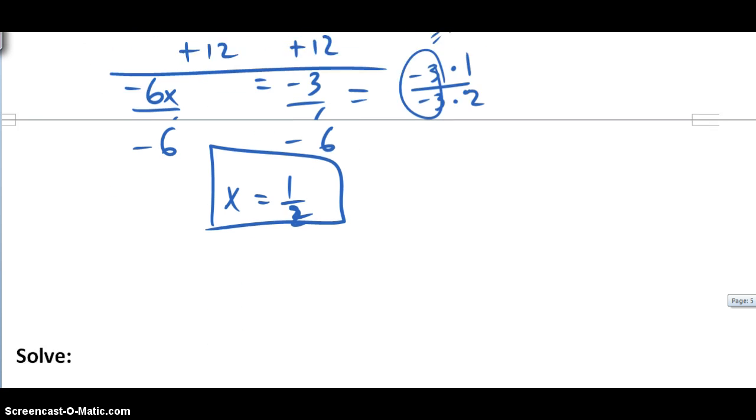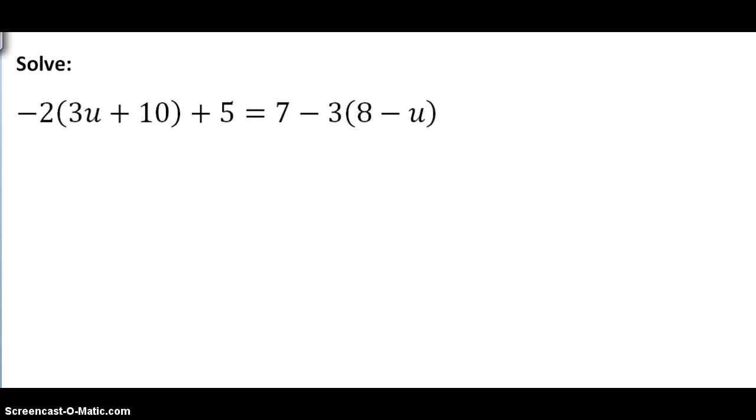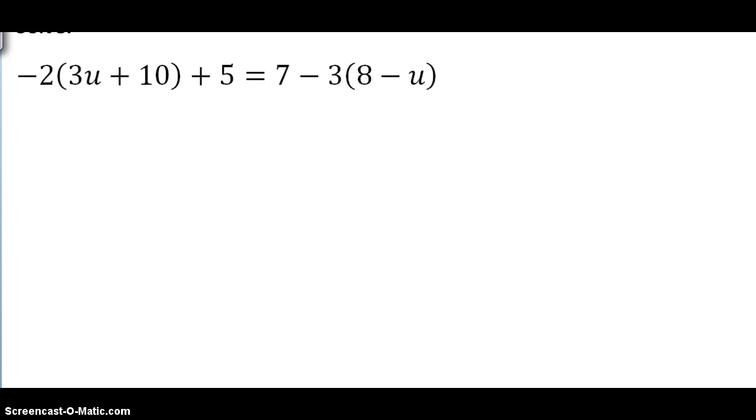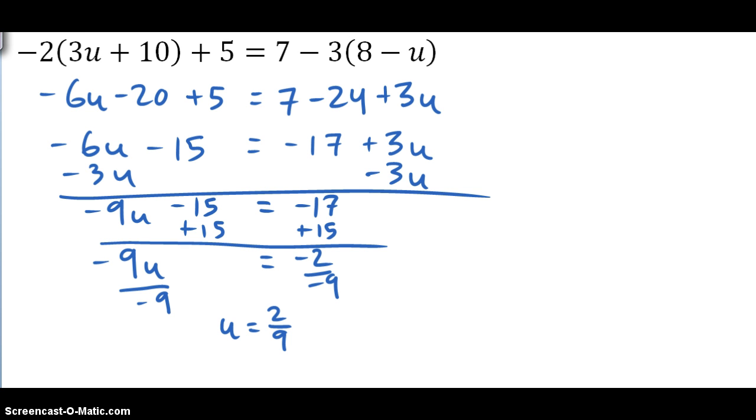So why don't you give it a shot? Go ahead and solve this one. Go ahead and pause the video, give it a shot. When you unpause it, it'll be solved for you to check. Okay, pause it now. Alrighty, so you can check your work here. Notice I distributed and then combined like terms, and then I did the opposite to each side to get the variable, in this case u, by itself.